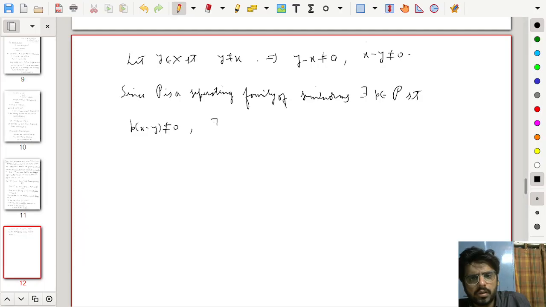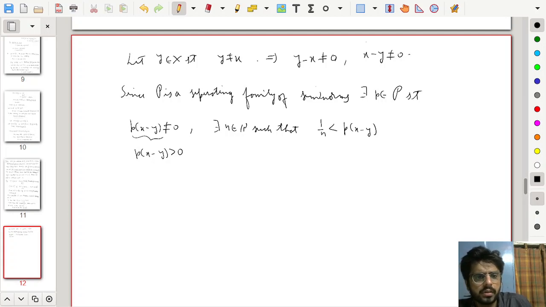Now there exists an n in N such that, what happens? This is a real number, a positive real number which is not 0. That is, P of x minus y is positive. There exists an n in N such that 1 by n is strictly less than P of x minus y. This is again by the Archimedean property.